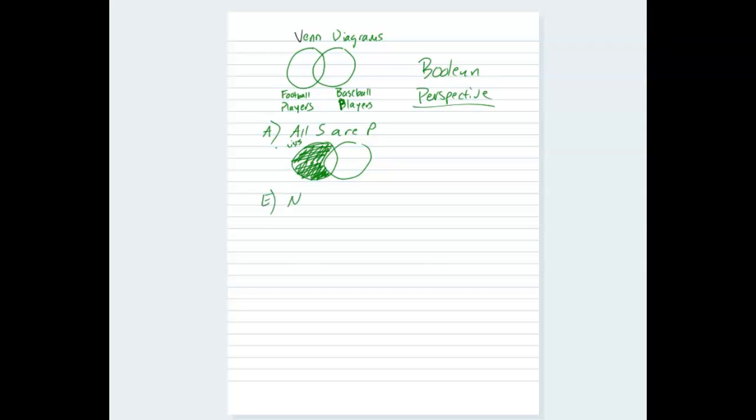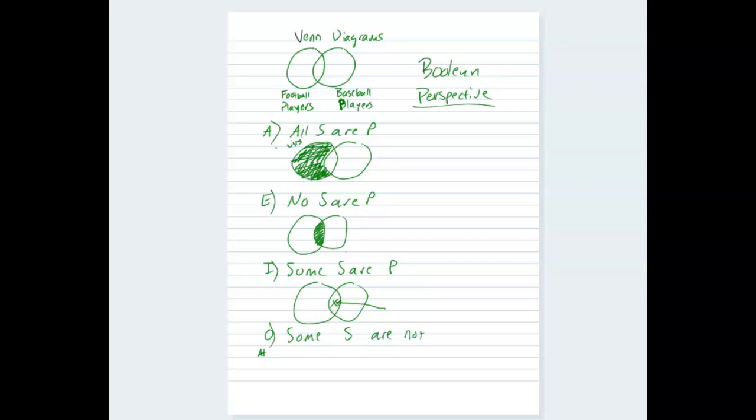All right, now, the E proposition, no S are P. Remember, S and P are like variables that can stand in for any subject term and predicate term. In order to represent this one with a Venn diagram, we're going to shade in the area where they overlap. Next, the I proposition, some S are P. Draw our two overlapping circles, and there's an X in the middle where they overlap. The O proposition, some S are not P. We're going to draw our overlapping circles and put the X on the left-hand side of the diagram. So these are our four standard form categorical propositions.